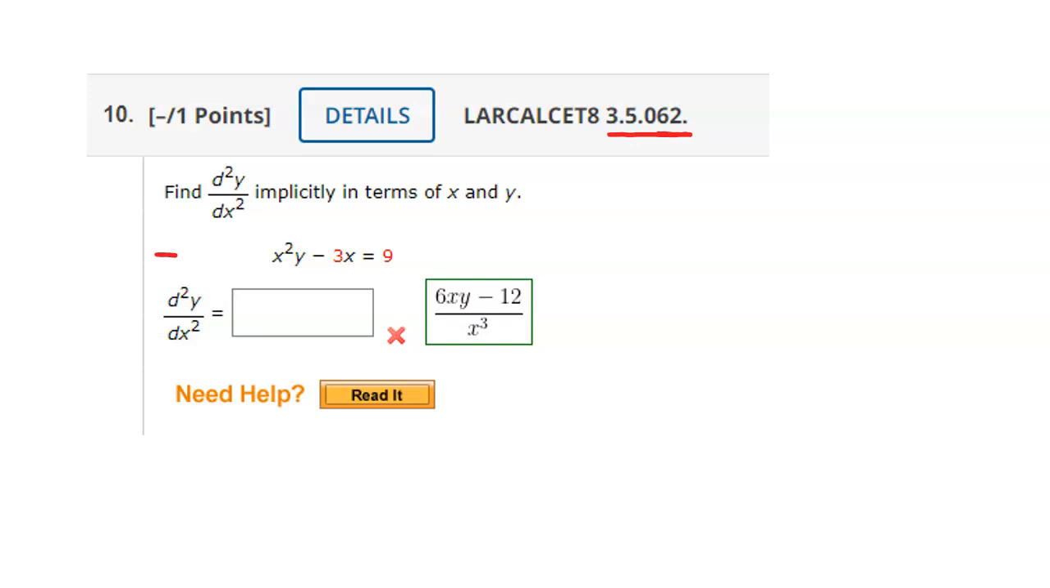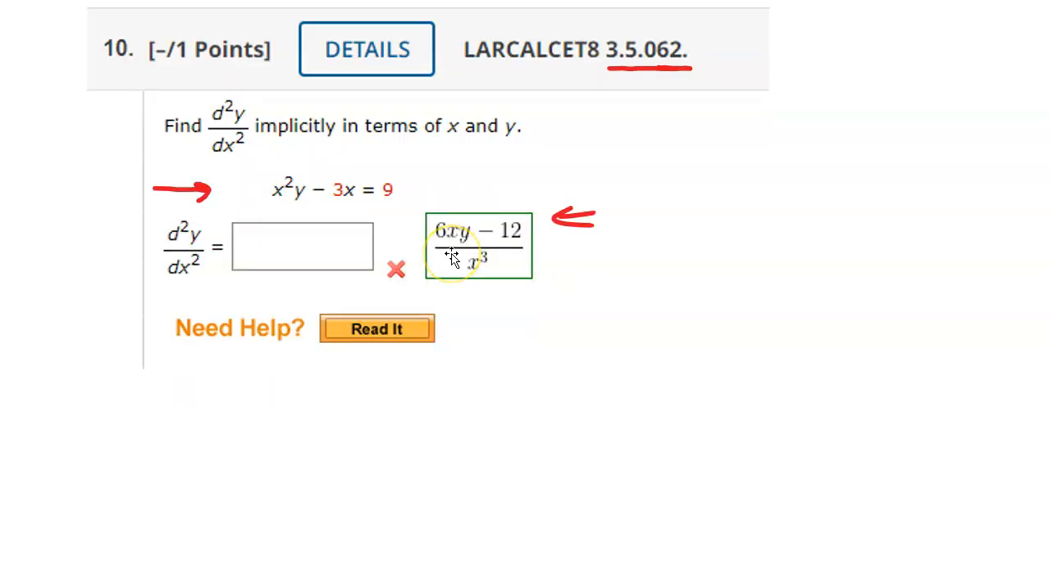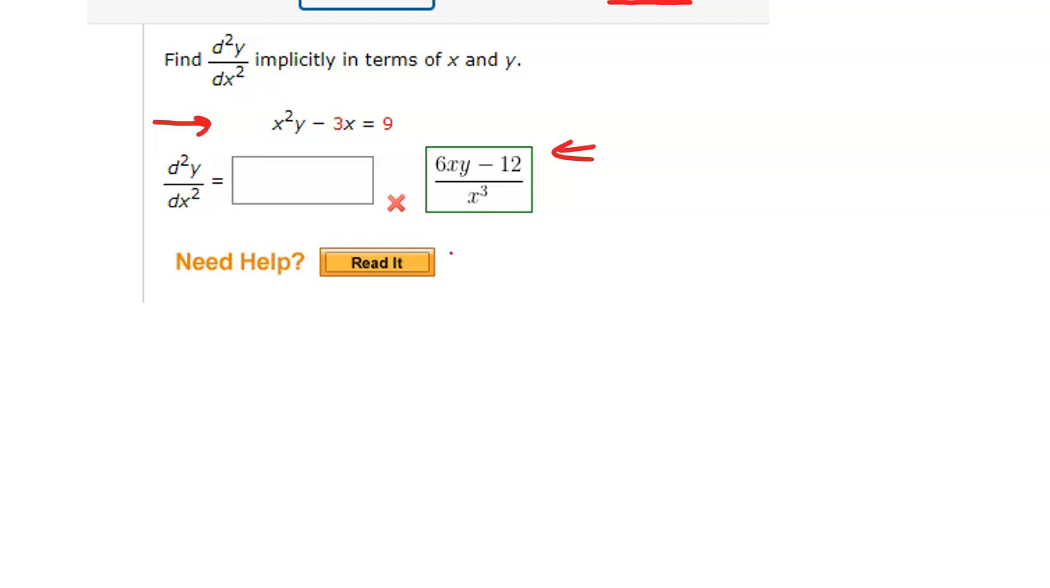So we need to find the second derivative of this, and this is mine. It's showing the answer here. So we'll see how we get to that particular answer. All right, so start by taking the first derivative. So we're going to take the derivative on both sides.